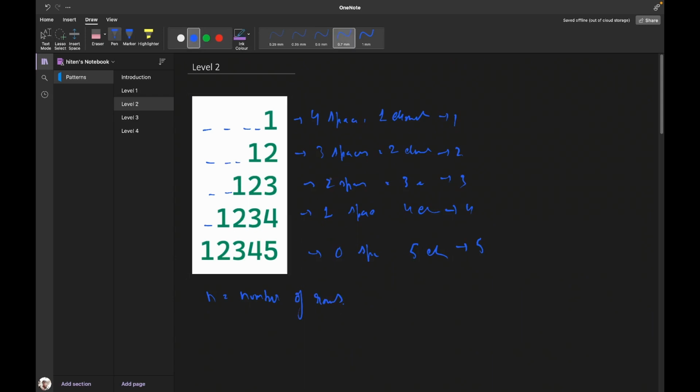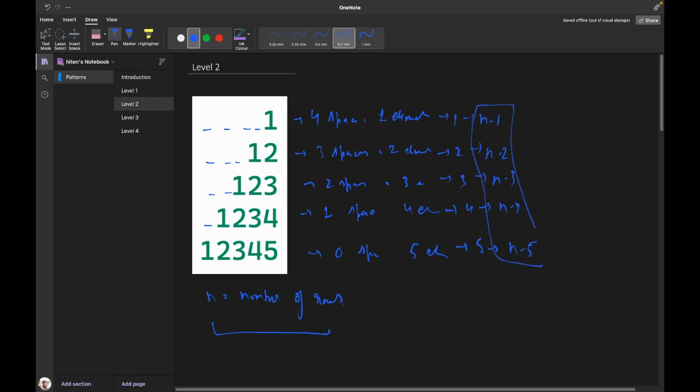So by writing this, can I say that the first row would contain n minus 1 spaces, the second row would contain n minus 2 spaces, the third row n minus 3, the fourth row n minus 4, and the fifth row n minus 5 spaces. I can say that. By writing these number of spaces for the rows, I can end up with a relation which says that the ith row would have n minus i spaces.